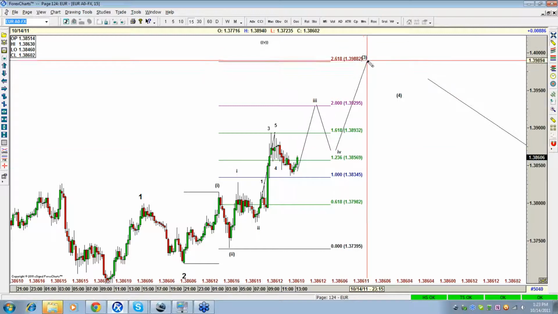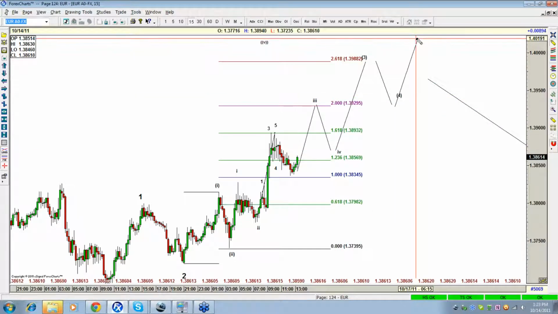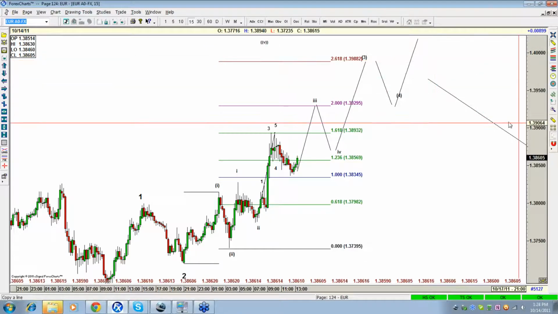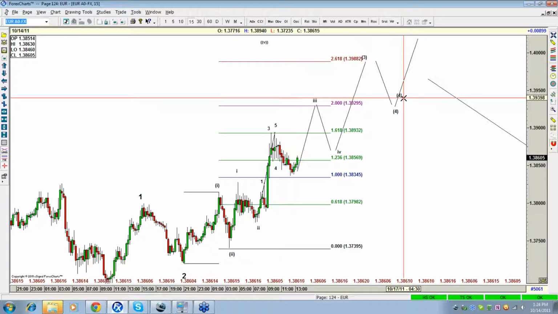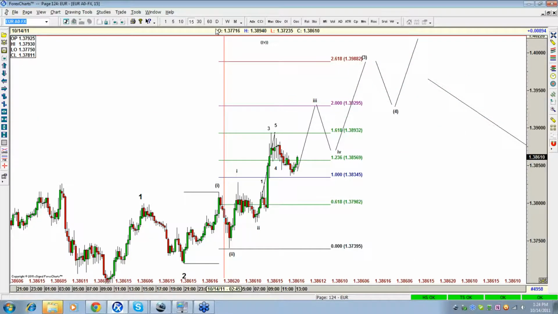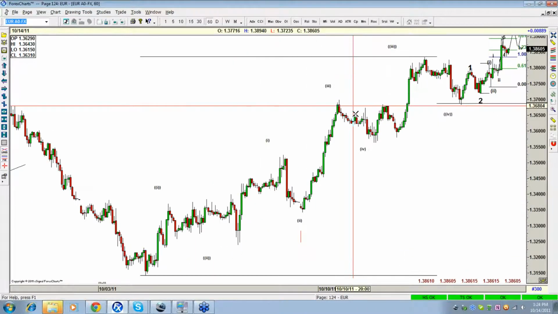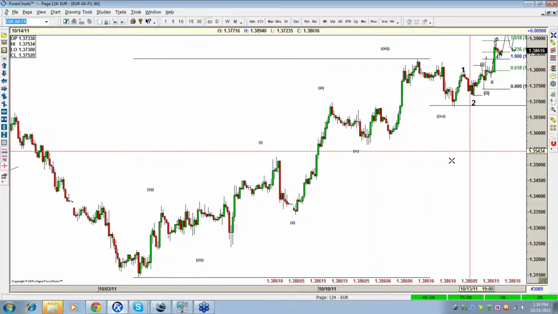Don't get surprised to see this and extend to 140 and change. The 140.20 is my preferred area to top. Okay, something like this. Don't get surprised to see that.